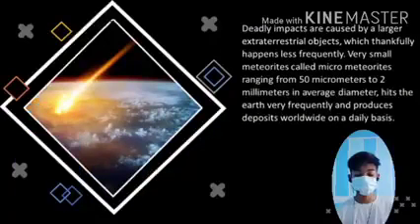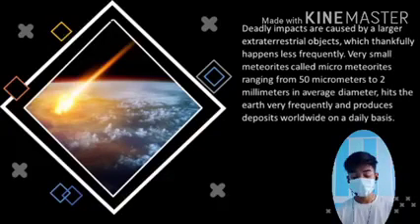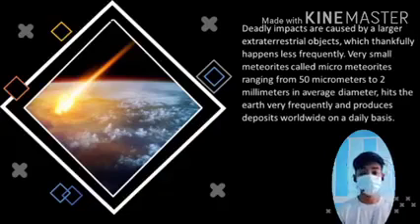Deadly impacts are caused by larger extraterrestrial objects, which thankfully happen less frequently. Very small meteorites called micrometeorites, ranging from 50 micrometers to 2 millimeters in average diameter, hit the Earth very frequently and produce deposits worldwide on a daily basis.